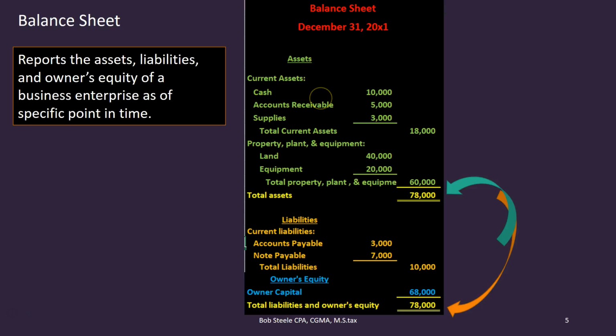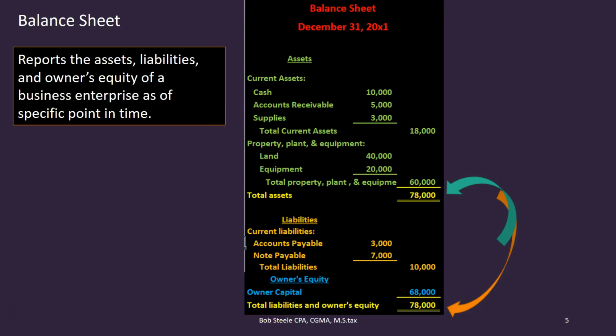So that's going to be our major asset. It's going to be cash. Another asset is accounts receivable. That's what people owe to us. So we did services and people owe us money. That's going to be an asset because people owe us money. Things like supplies, land, equipment.